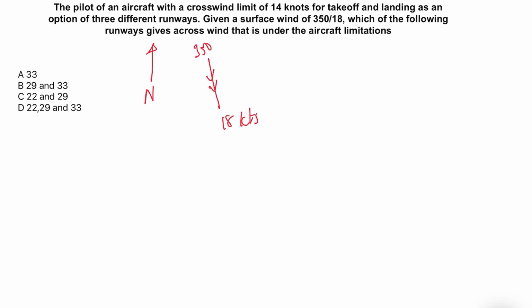So the wind's coming from there. Let's have a look at what our runways are doing. If we were to draw 33, runway 33 is kind of that direction there, around about there. Then runway 29 is probably around about here somewhere. And the other one is runway 22, which is going to be over here somewhere.